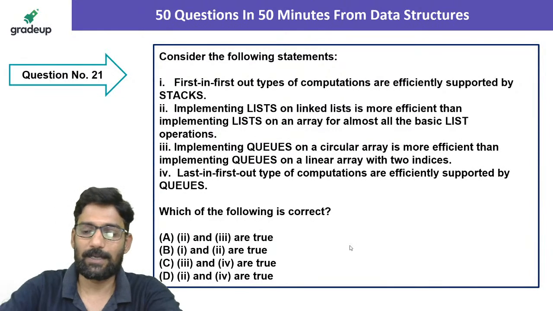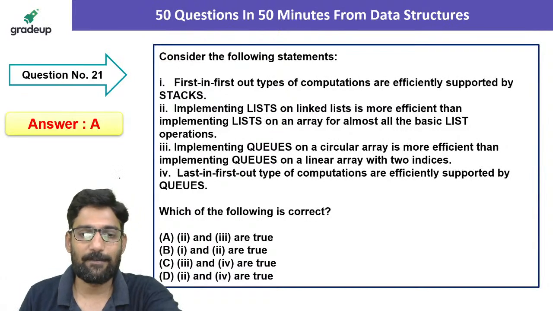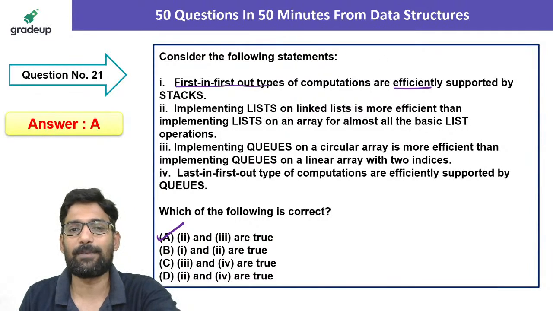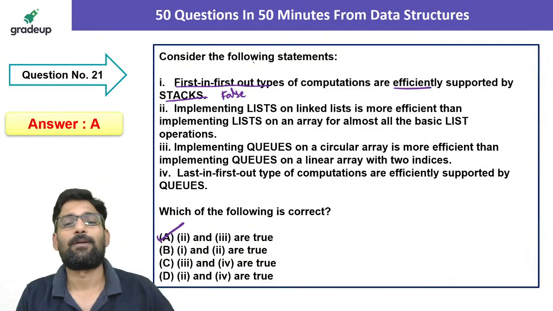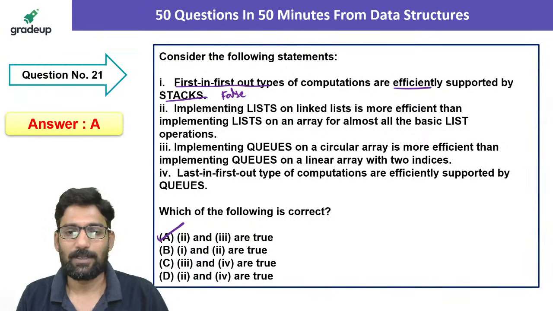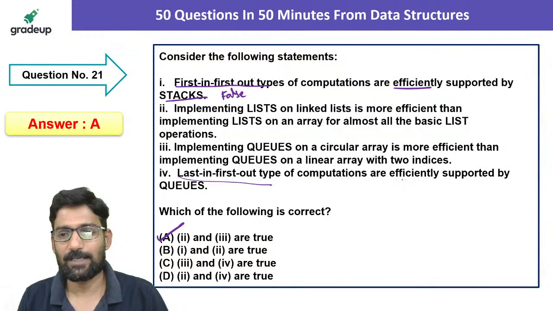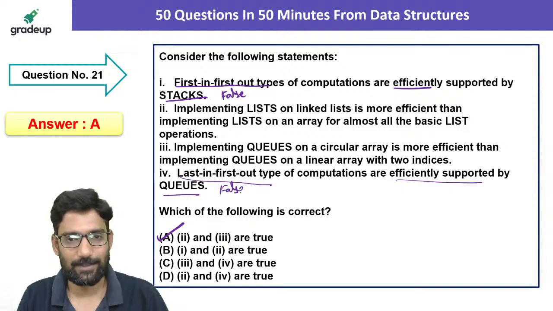Okay, the right answer is option A. Which are correct? Guys, very simple. First in, first out are efficiently supported by stack. No, false. And if you see the last option, last in, first out are efficiently supported by queue. No. So they are given in reverse.